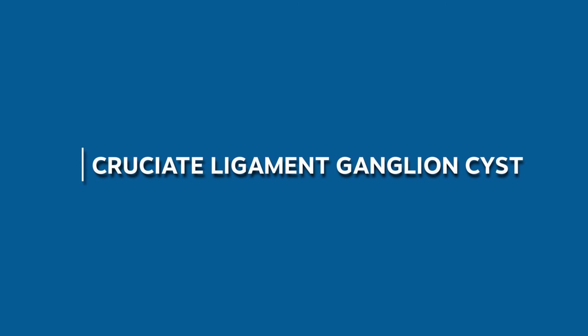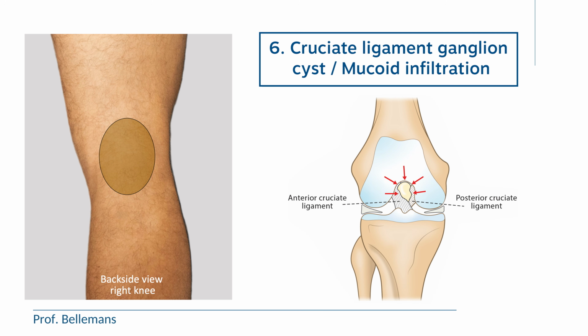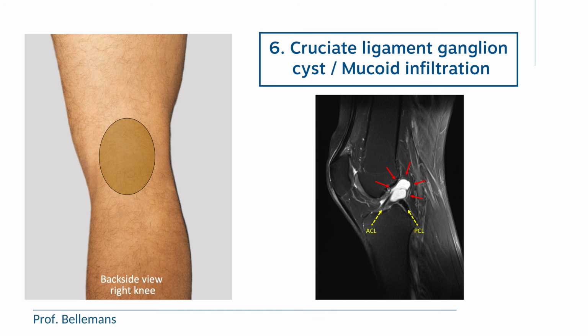6. Cruciate ligament ganglion cyst or mucoid infiltration. A cruciate ligament ganglion cyst is a sac of encapsulated fluid around the anterior or posterior cruciate ligament, which shouldn't be there. Mucoid infiltration is somewhat similar, but there the fluid is more slimy or mucus and is located not adjacent but inside the cruciate ligament. Both have the same effect. They cause deep internal knee pain irradiating to the back of the knee.